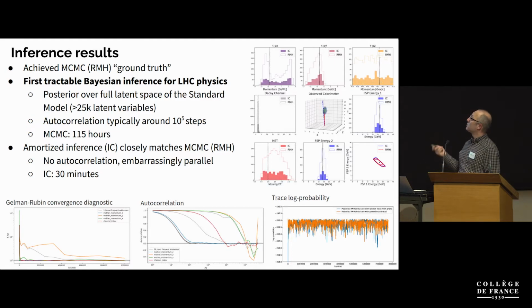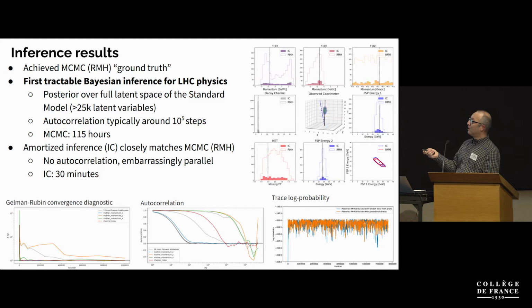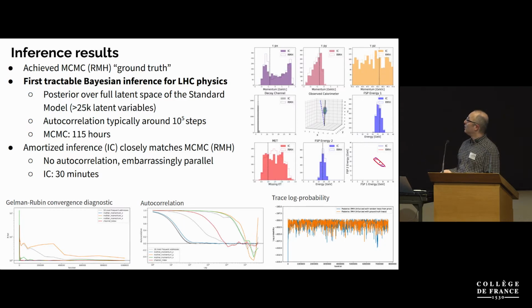We also had results showing this amortized inference, the inference compilation approach, actually agreeing with the MCMC result. In the experiment that we had in the paper, MCMC inference took 115 hours, whereas with the amortized one you can get pretty close results in around 30 minutes. And this is an arbitrary speedup: because it's parallelizable, you can have many more nodes and get this number as small as possible given your compute budget.